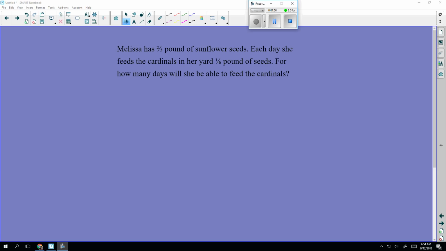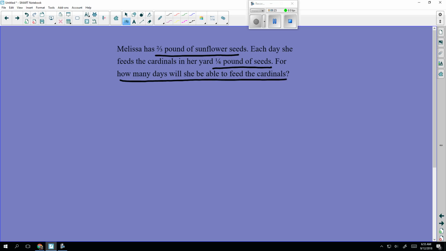So this problem is talking about sunflower seeds. It says Melissa has 2/3 pound of sunflower seeds. So 2/3 is not even a pound, okay? It's less than 1. Each day she feeds the cardinals in her yard 1/6 pound of seeds. Okay, so she feeds them an even less amount. It wants to know how many days will she be able to feed the cardinals.